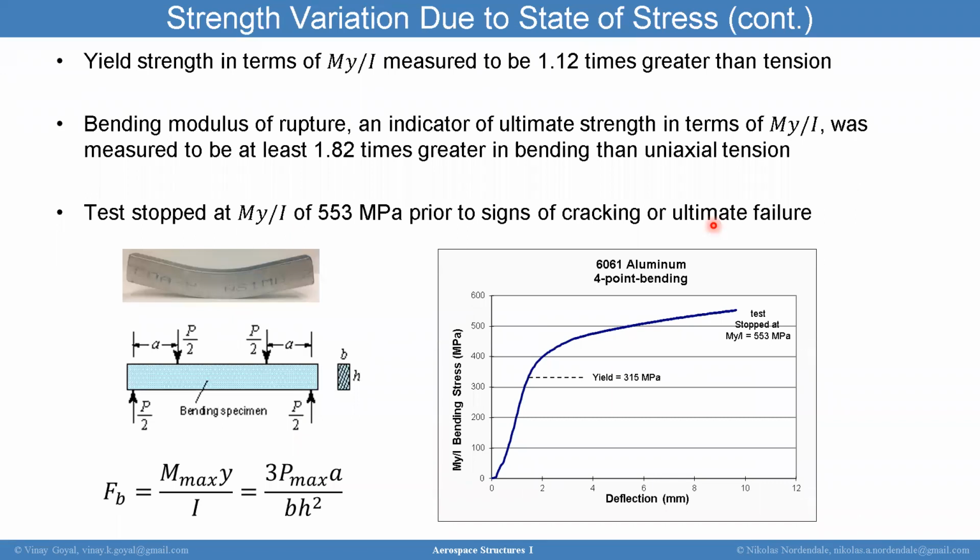And then here you have the example of a beam in bending, four-point bending. Again, the yield strength, in terms of My over I, which is the bending stress in a beam, was measured to be 1.12 times greater than in tension. You can see that there. The bending modulus of rupture, which is an indicator of ultimate strength in terms of My over I, was at least 1.8 times greater in bending than uniaxial. So clearly the state of stress is playing a role, right, Nico? Yes. So let's move to the next example here.